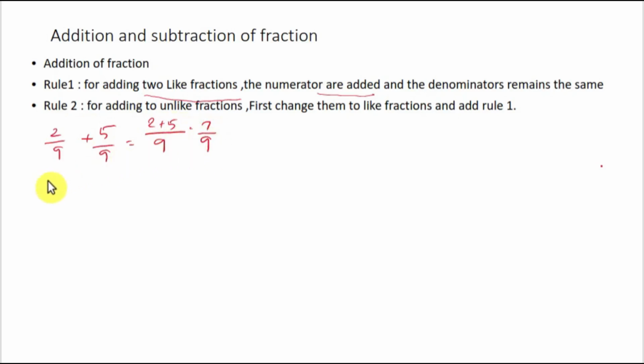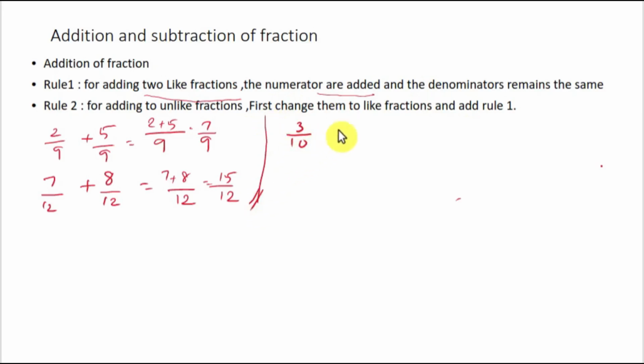Shall we go for one more? 7 by 12 plus 8 by 12. Here the denominators are same, so no problem. 12, 7 plus 8, 15 by 12. The second one, rule 2: for adding two unlike fractions, first change them to like fractions and then apply rule 1. For example, 3 by 10 plus 8 by 15.